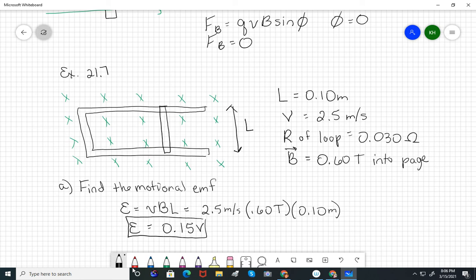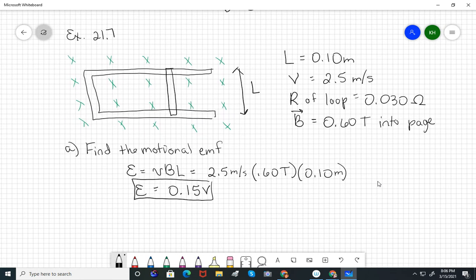I think we did a problem earlier with this exact same information with a slightly different approach, where we took into account what the changing area is doing, Faraday's law, and we got that same induced EMF, but this was much easier. What's the induced current?